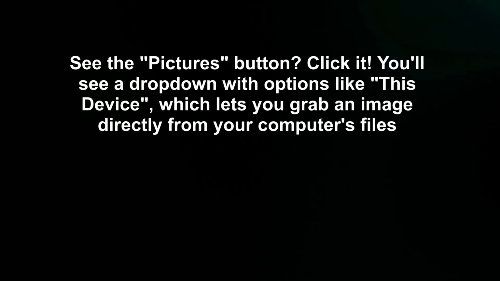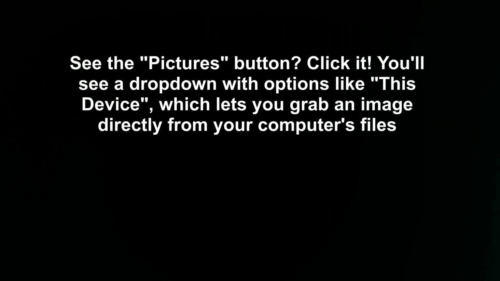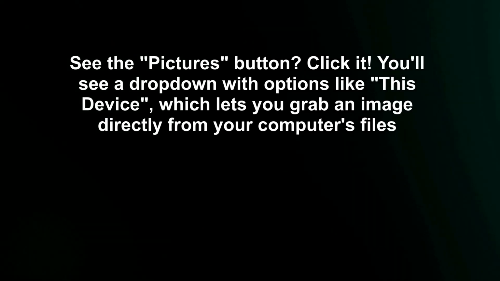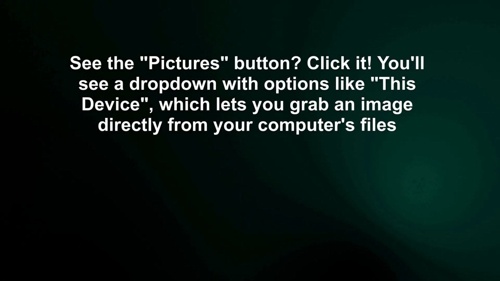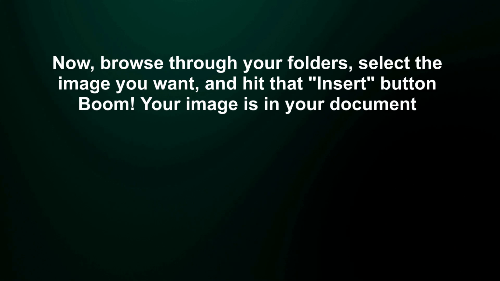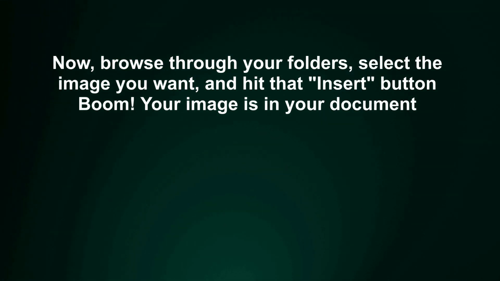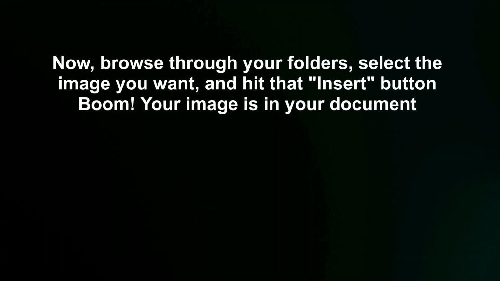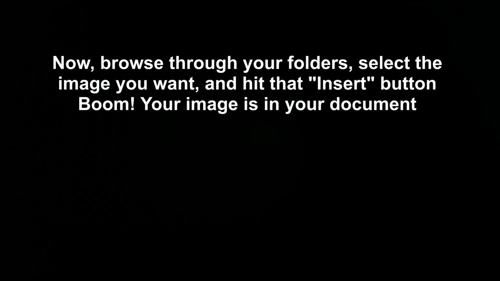See the Pictures button, click it. You'll see a drop-down with options like This Device, which lets you grab an image directly from your computer's files. Now, browse through your folders, select the image you want, and hit that Insert button. Boom! Your image is in your document.